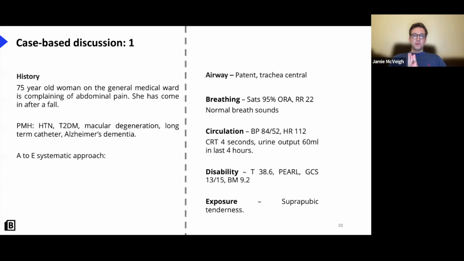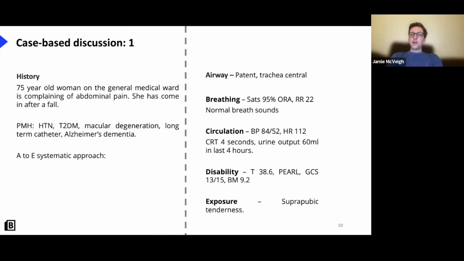So I will ask you guys in a minute about this one. We've got a 75-year-old woman. She's on the general medical ward and she's got a bit of abdominal pain. She had a fall a couple of days ago, and that's why she's in hospital. She's got some pretty standard past medical history for an elderly patient. So you go and see her, and she's got abdominal pain. You start with your A to E assessment because you're not quite sure what's going on. Airway's fine.